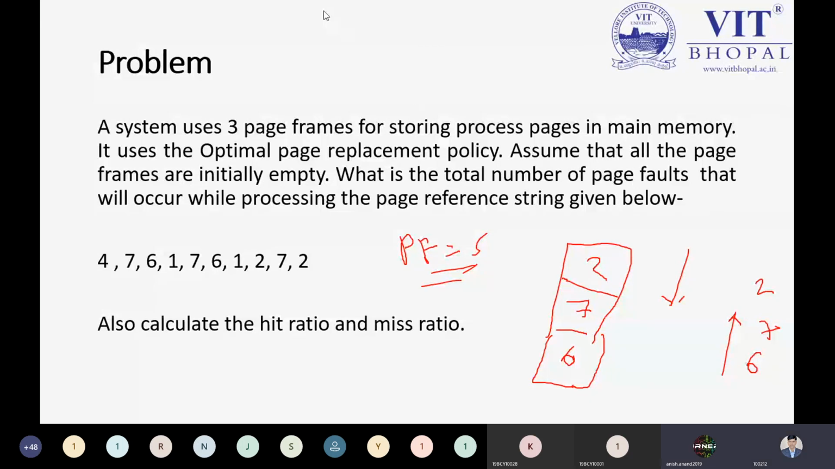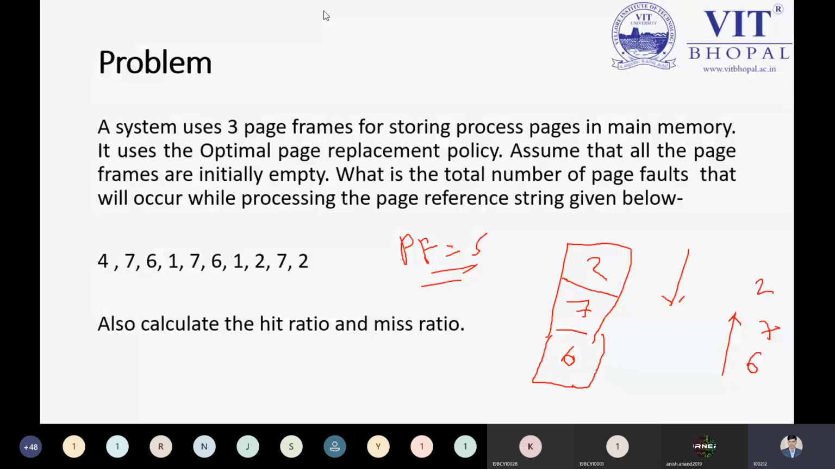LIFO, MRU. LIFO stands for last in, first out. Okay, last in first out. And sir, is there something next, that is last in, last out? Yeah, definitely we have another part, that is last in last out. It is a technique which is also used in page replacement.